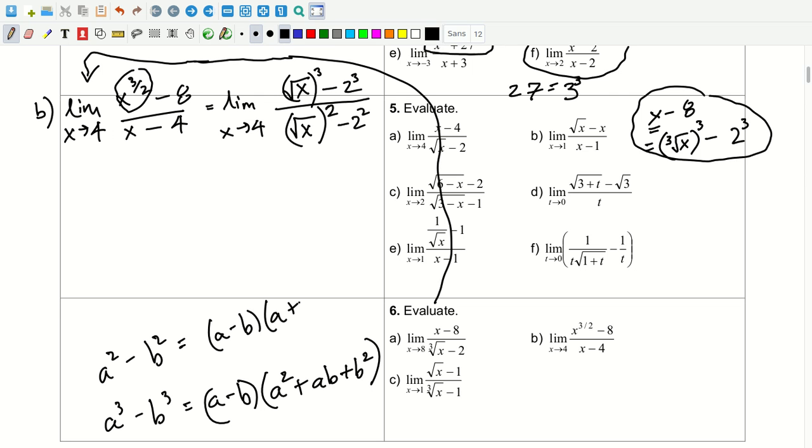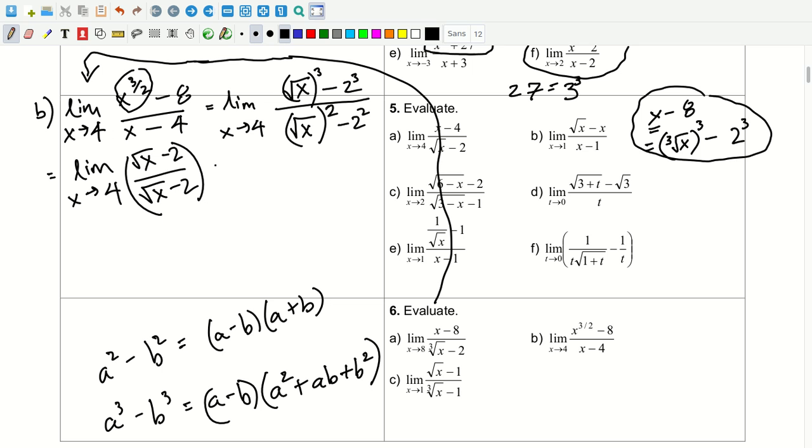Okay, so I have to identify what a and b are. In both cases, a is root x. In both cases, b is 2. So I just have to use my formulas, and then I can get a canceling, right? The cancellation will be of root x minus 2, because I get root x minus 2 in both the top and the bottom. And guess what? That's the issue with the direct substitution that's not letting me do it.